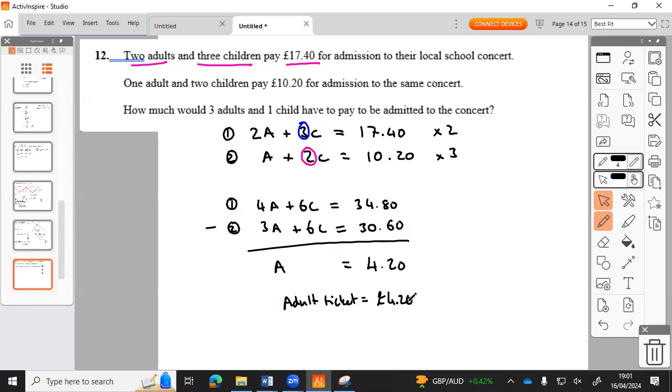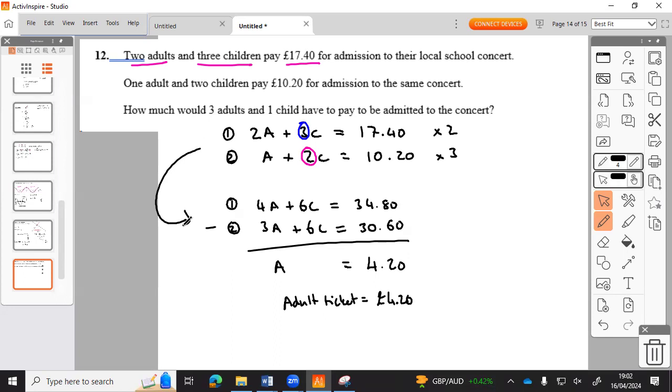Is everyone comfortable with what was happening there in regards to eliminating? Is everyone comfortable with where I've gone from equation 1 and 2 to get to this point, and then the subtraction to eliminate?